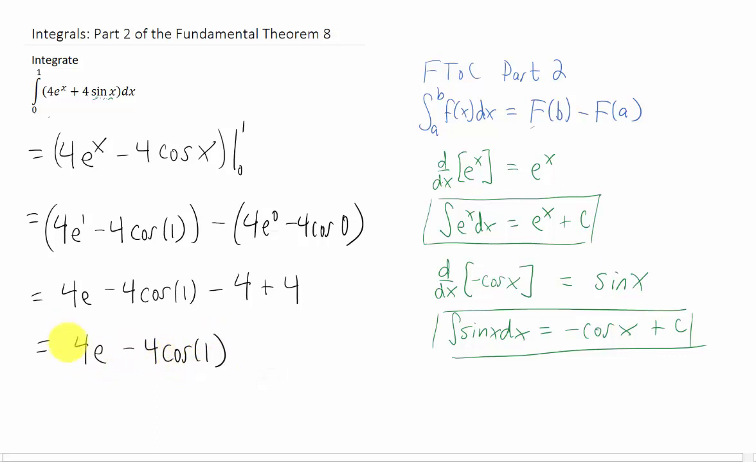Now, this is a calculus class, so whenever we're doing integrals and derivatives, those angles have to be measured in radians. So if you wanted to plug this into your calculator, just make sure that your calculator is in radian mode. But this answer is perfectly acceptable, so I'm going to box it up and call this video finished.